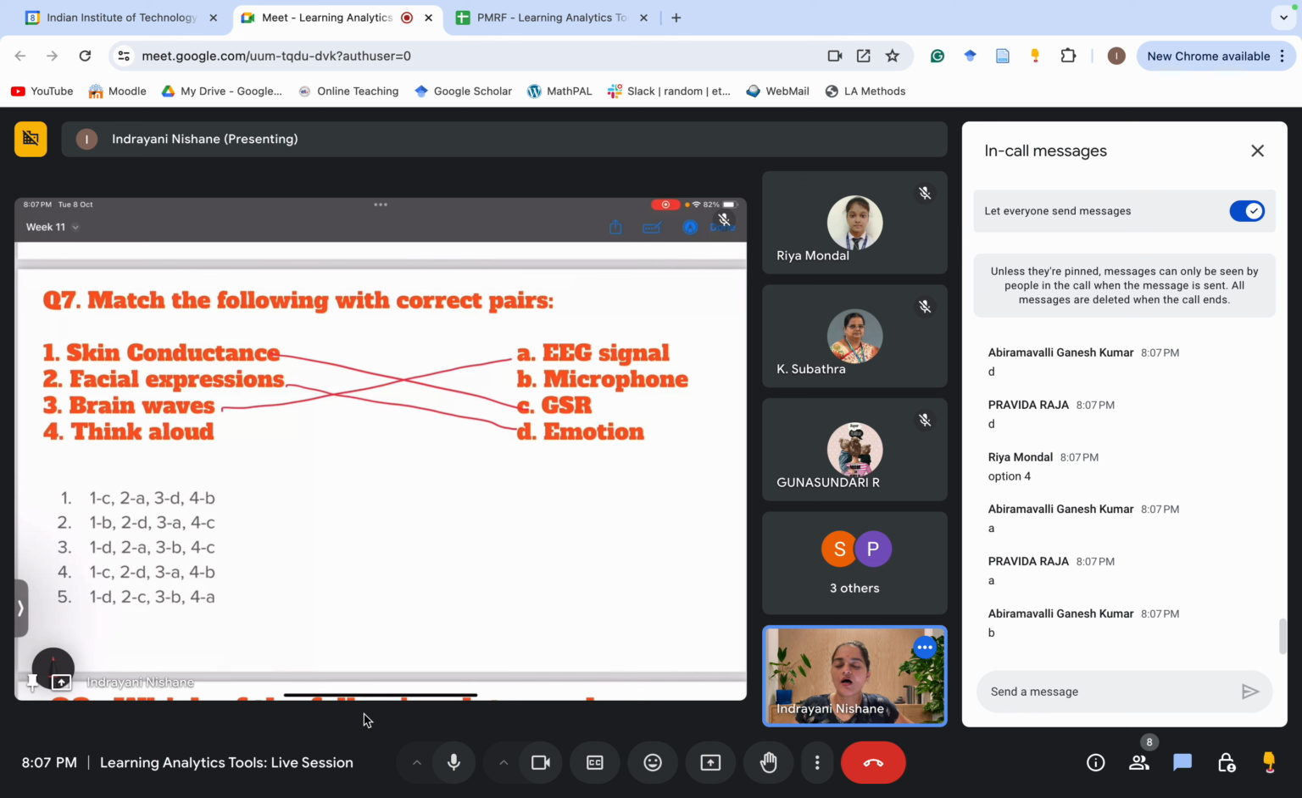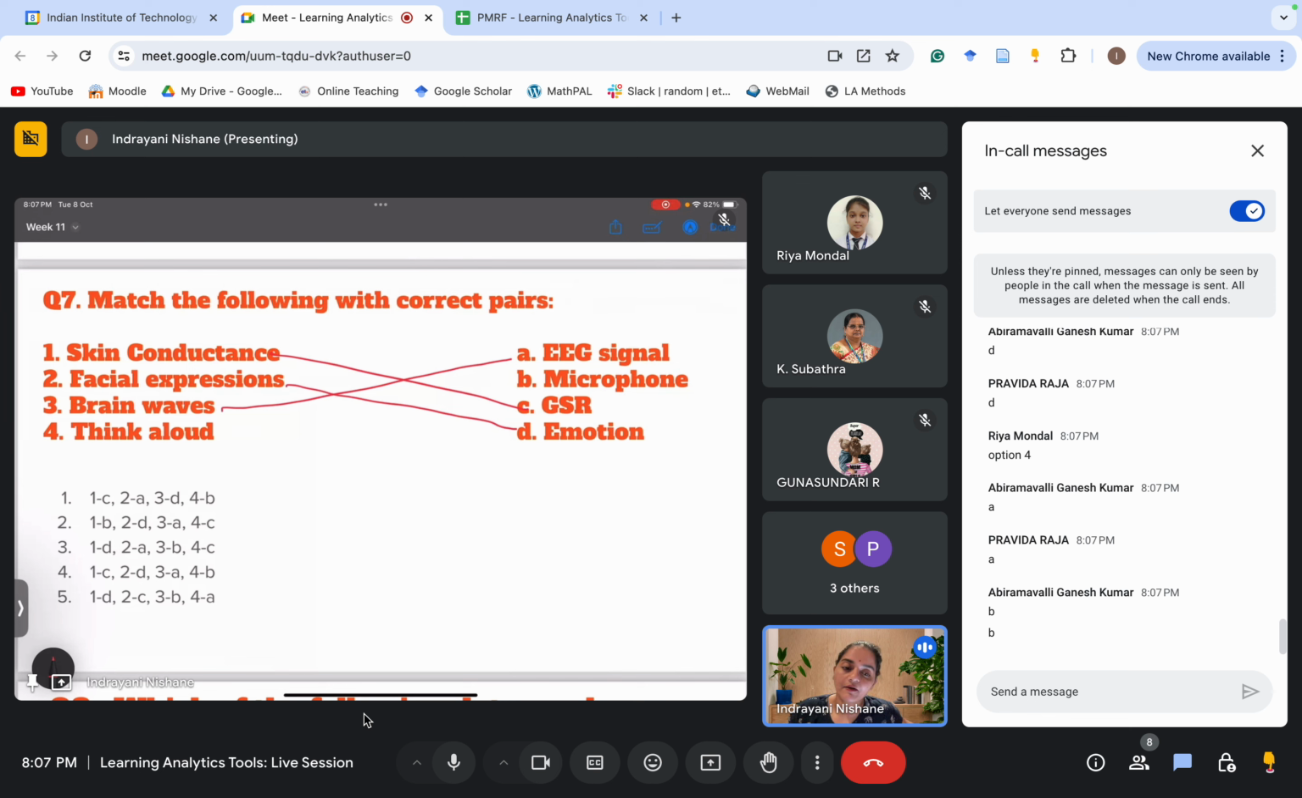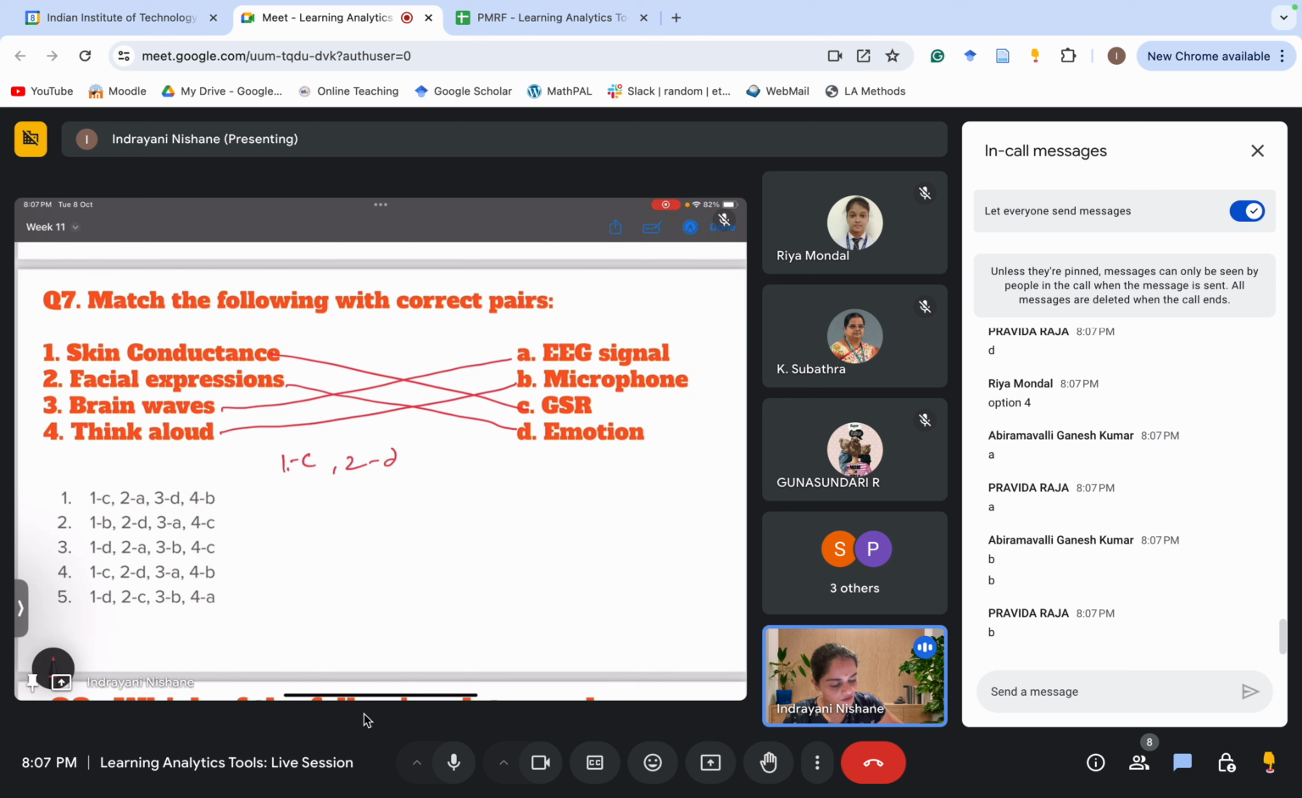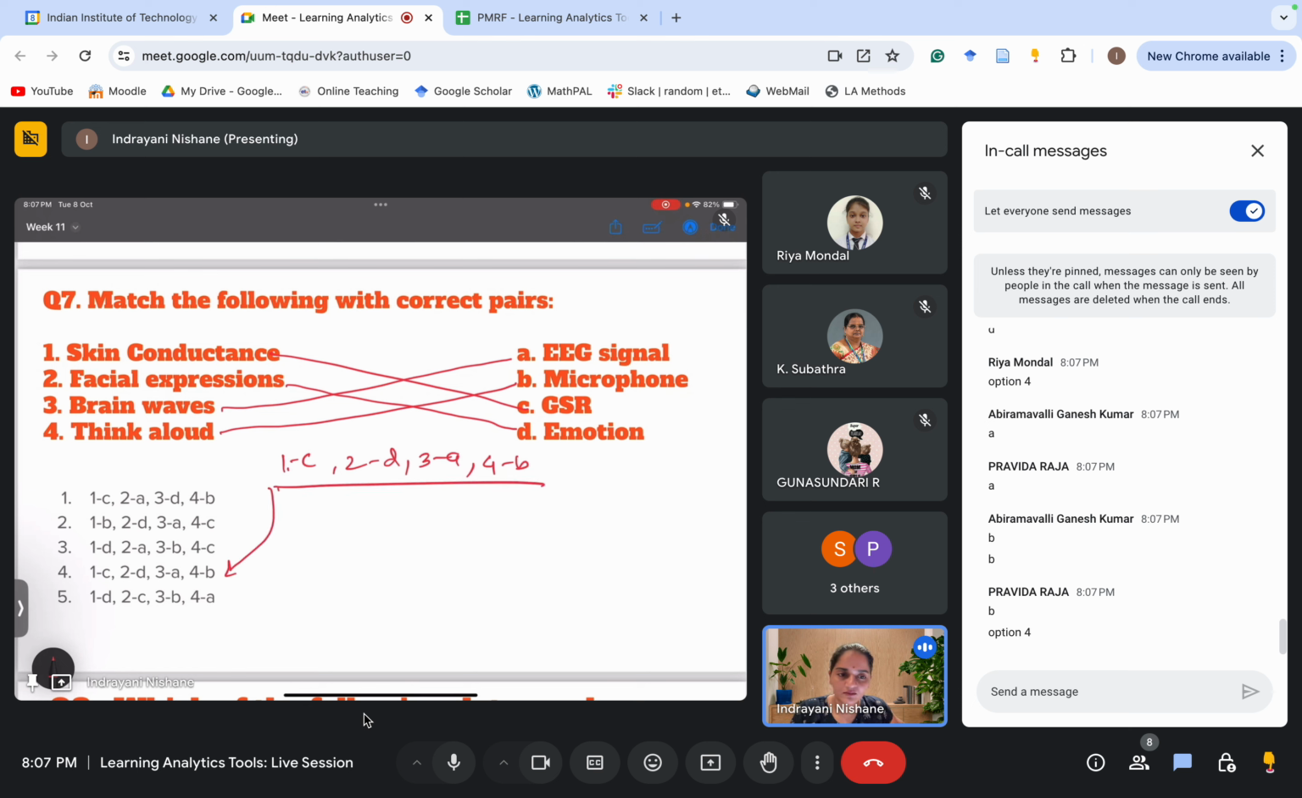Then think aloud. Think aloud is asking students what they are thinking at that moment and saying it, rather than keeping their thoughts to themselves. They are requested to speak aloud what they are thinking. So that process is called think aloud. When you are speaking something, that can be captured by a microphone, B. So the correct order is 1C, 2D, 3A, and 4B. And this is option 4.